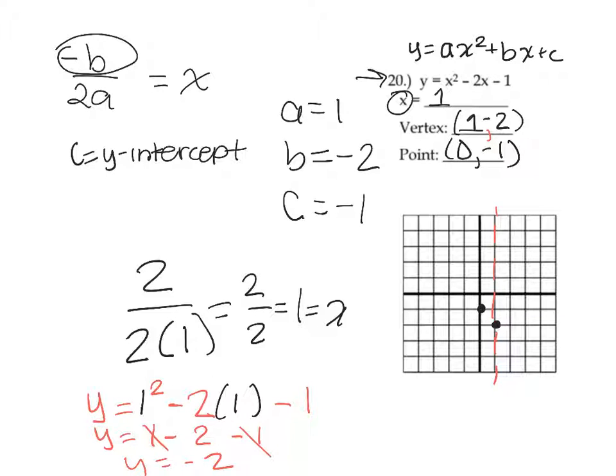And because quadratic equations are symmetrical, I can then also plot the point 2, negative 1, because I'm going over 1 from that line of symmetry. And then when I go to draw my line, or my parabola, we are not connecting the dots. It is not a line. It is a curve. So it's just a rough sketch, just like that.